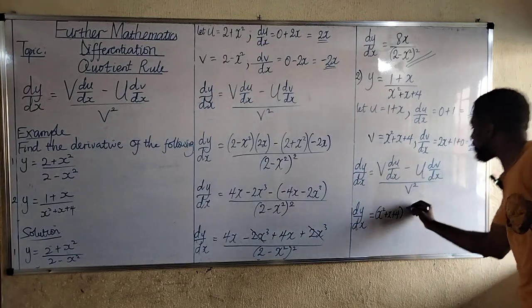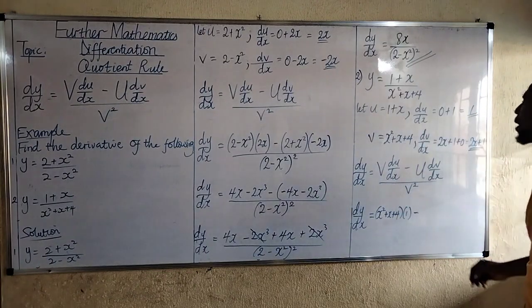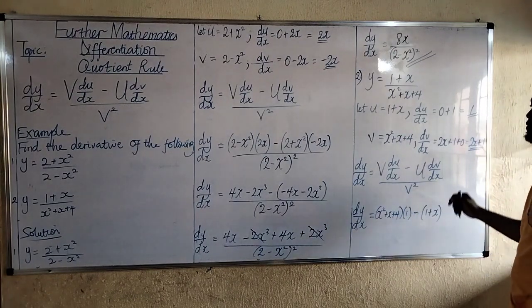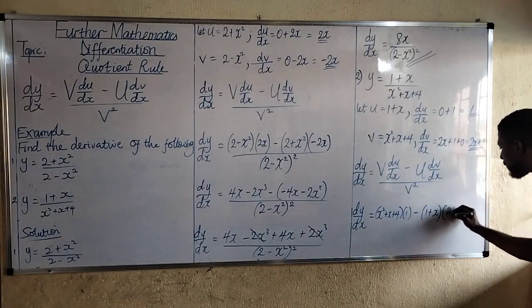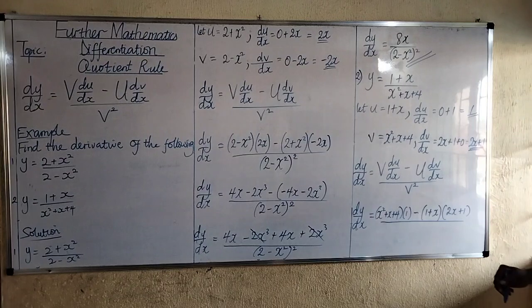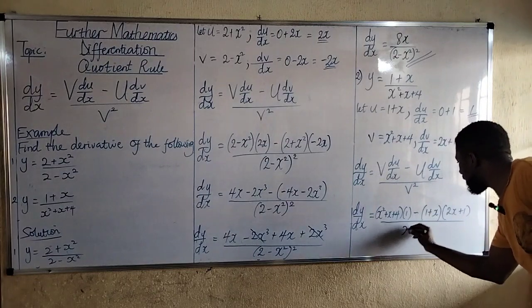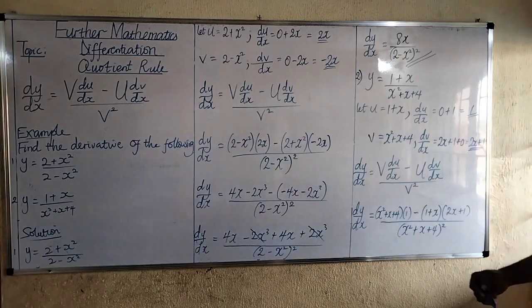du over dx is 1, multiplied by 1. Put the negative sign. What's our u? Our u is 1 plus x, open a bracket, 1 plus x, multiplied by dv over dx. dv over dx is now 2x plus 1, all over v squared. See v squared here, you write it x squared plus x plus 4, all squared. I want you to go through this and observe the things we have done here.